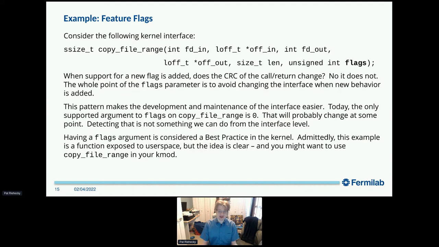This is not something we can detect by doing a CRC on this. Having a flags argument is a best practice in the kernel. This is something that makes it easier to develop interfaces. The copy file range is actually exposed to user space, so that has additional layers of requirements on it. But if you're doing storage-related or memory-related kernel module stuff, copy file range can help you bypass some annoying seek operations, so you might want to use it or functions like it that have a flags parameter.